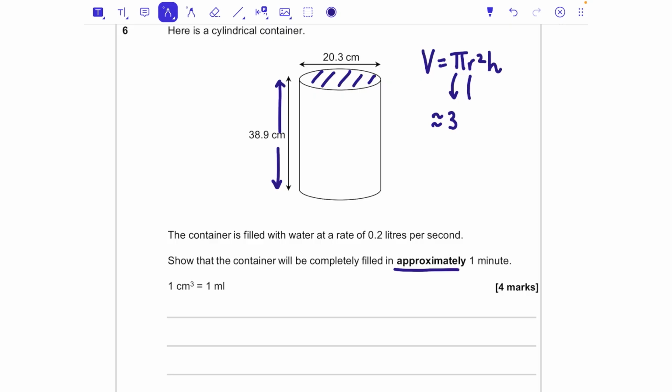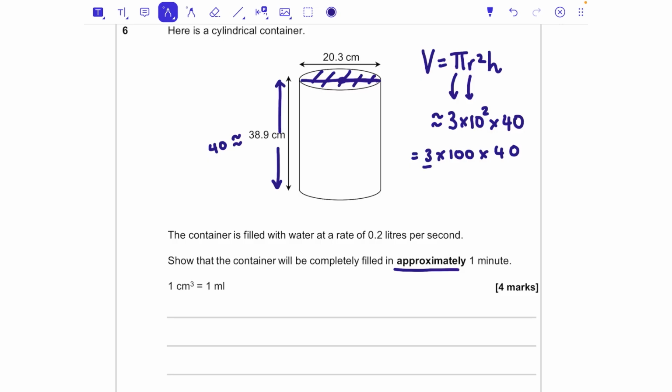The diameter all the way across the circle is 20.3. So we're going to say that the diameter is roughly 20, and the radius is roughly 10, to the middle of that circle. So times by 10 squared, we square the radius, and then times that by the height. And again, we're going to say that the height is roughly equal to 40. We're going to round that to one significant figure. So 3 times 10 squared times 40 is 3 times 100 times 40.